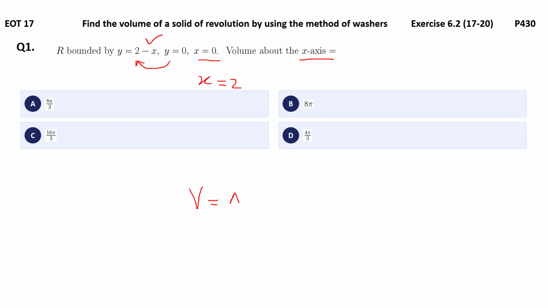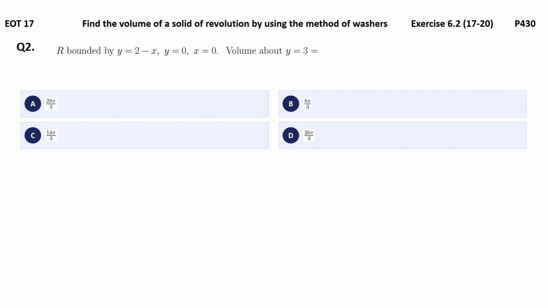Pi integral 0 to 2 minus x whole square dx. And your answer is nothing but 8 pi over 3, option A.